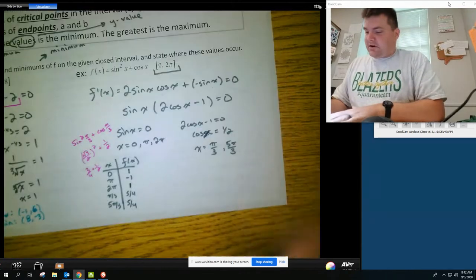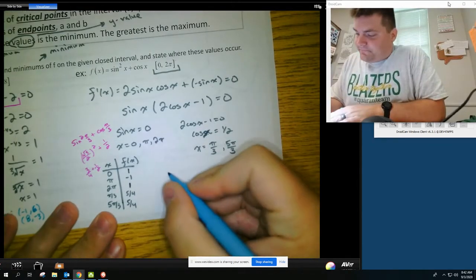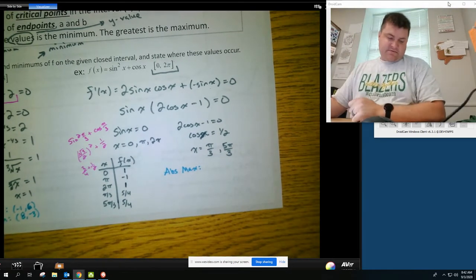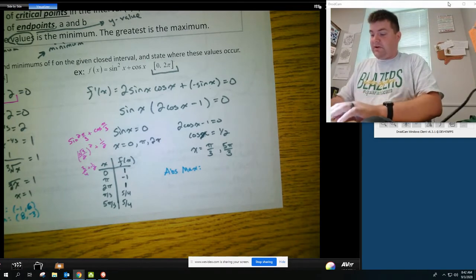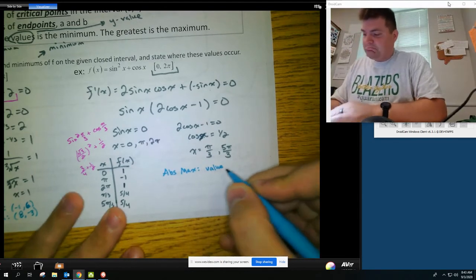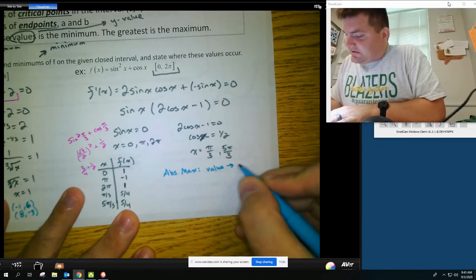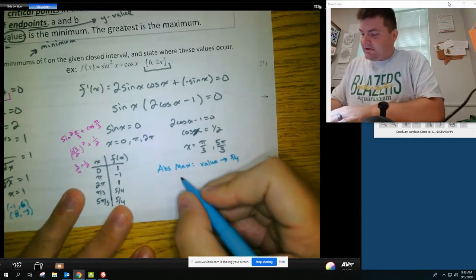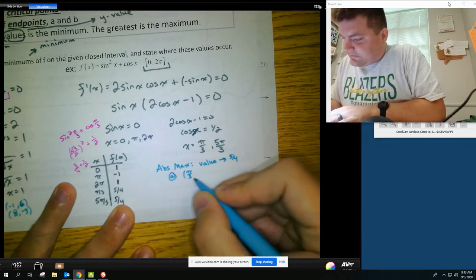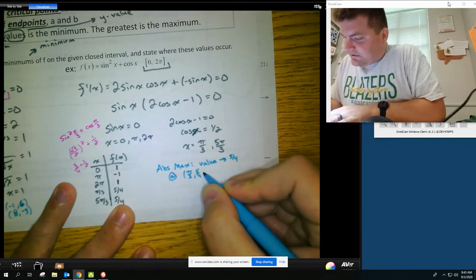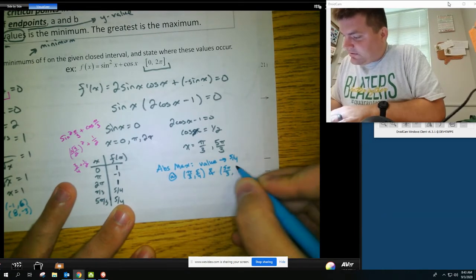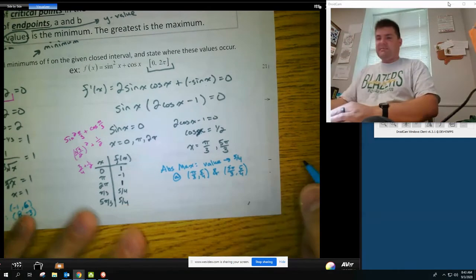All right, so let's talk about what is my absolute max now. Actually, it looks like I'm going to have 2 of them. All right, well, so I actually have one max value. So if I'm looking at this, I'm just going to answer this slightly different. So the value is 5/4, and this occurs at pi over 3 and 5 pi over 3. Because sometimes they'll ask you for the x values.